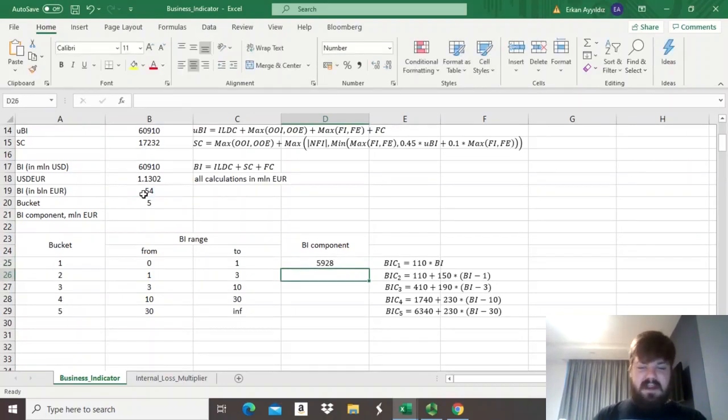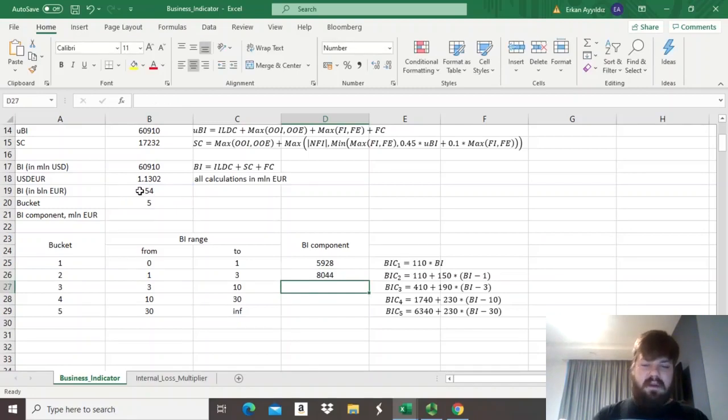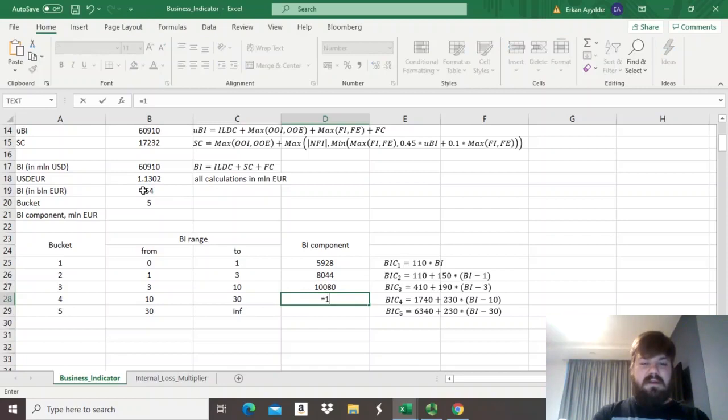If we fall within the second, then it's 110 plus 150 times business indicator minus 1. If it's the third bucket, it's 410 plus 190 times business indicator minus 3. If it's the fourth bucket, then it's 1,740 plus 230 times business indicator minus 10. Finally, if we fall within the fifth bucket, it's 6,340 plus 290 times business indicator minus 30.